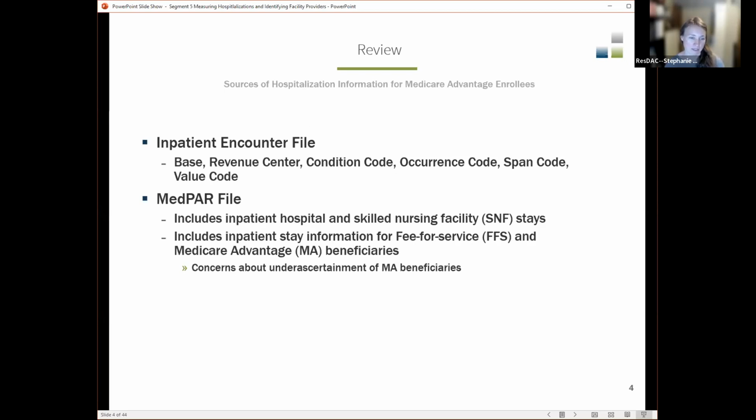And then the MedPAR file, which actually includes both inpatient hospital and skilled nursing facility stays. And it also includes information for both fee-for-service and Medicare Advantage beneficiaries. Now, historically, there's been concerns about under-ascertainment of managed care beneficiaries in this data, and we'll talk about that in just a minute when we talk about that file.